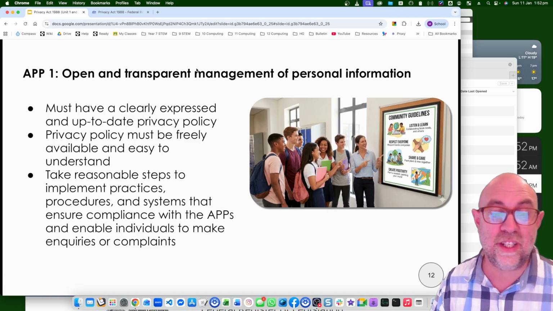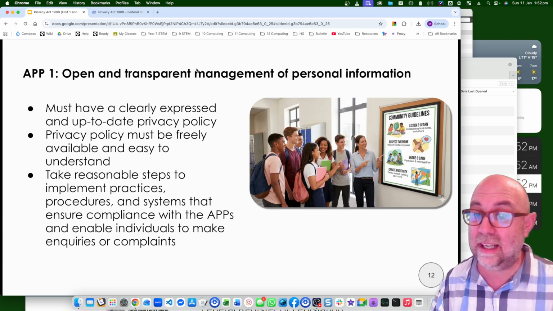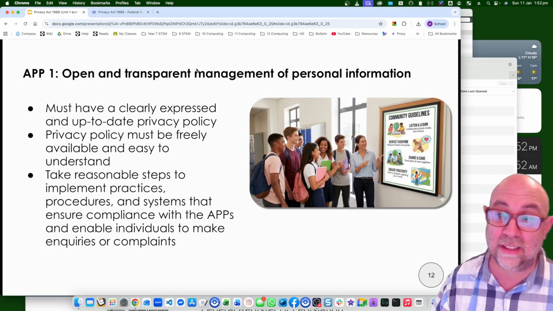And you must take reasonable steps to implement the practices and comply with the APP, including letting people make inquiries and complaints.